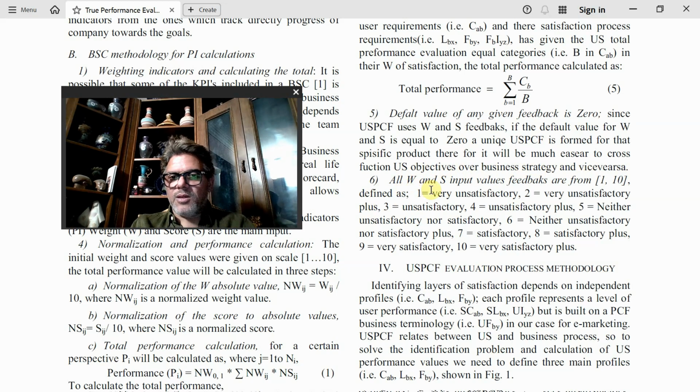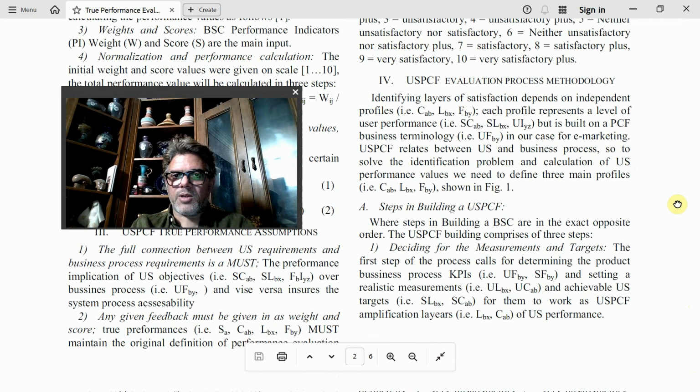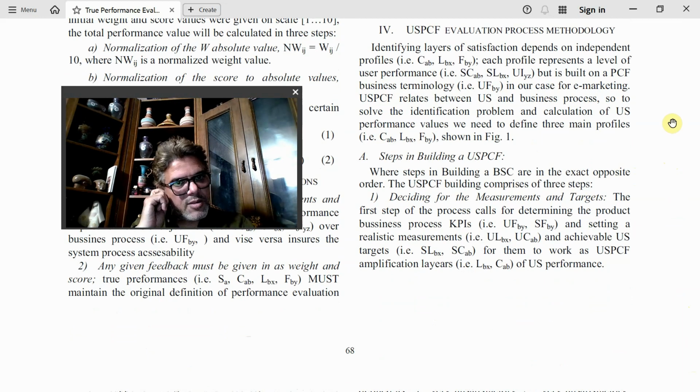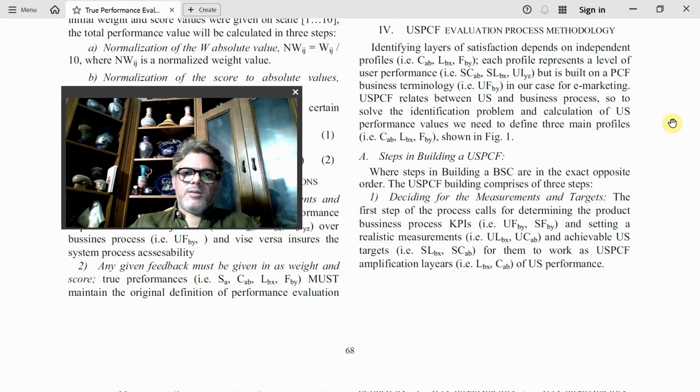All weights and scores input values feedback are from 0 to 1. Please don't change these. They have another semantic meaning, which I'm not going to talk about in any kind of paper now. But if you choose to implement this in parallel, use it as it is, so you will not change the semantics for your own software integrity.